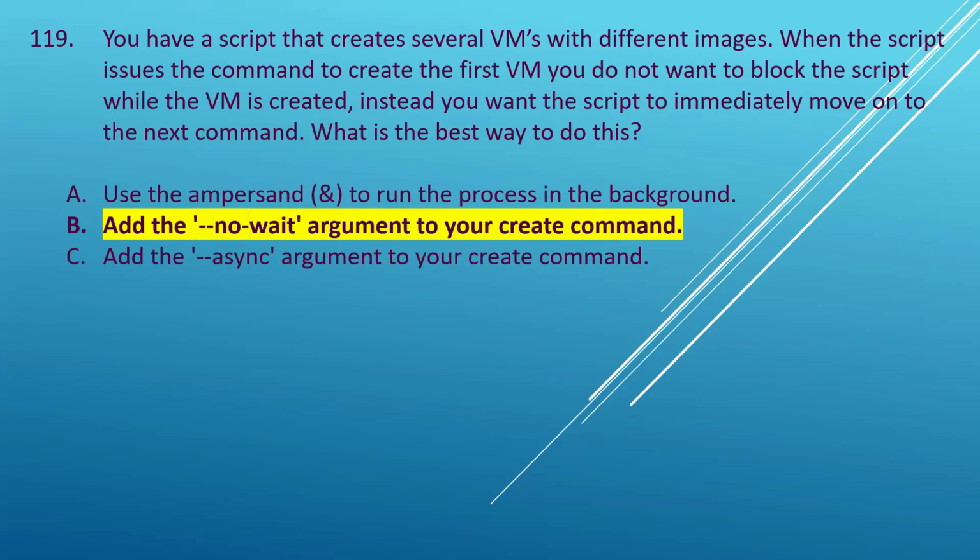Let's look at why other options are not correct. Using the ampersand to run the process in the background is typically used in shell scripting, but may not be as straightforward or platform independent as using the no-wait argument, which is designed for Azure CLI. The async argument is also related to asynchronous operations, but may not be suitable for specific use cases of creating VMs.